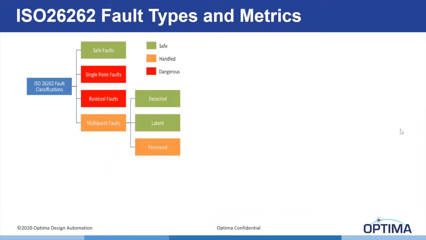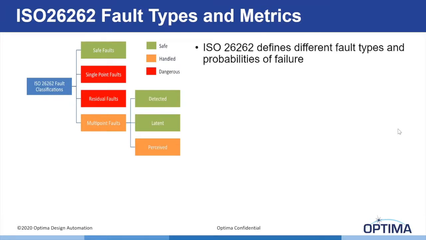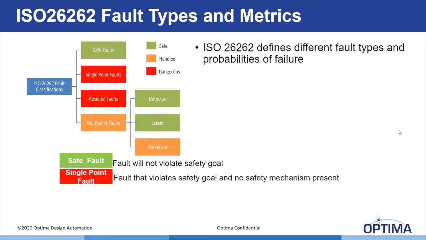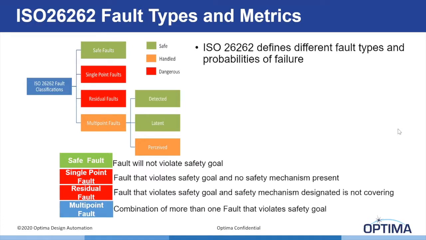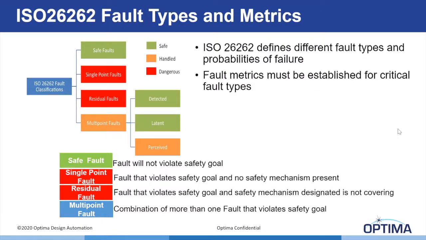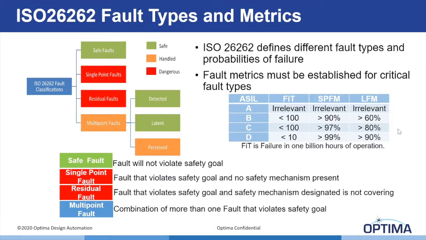ISO 26262 defines different fault types and also the metrics related to them. Safe faults are faults that will not violate the safety goal. A single point fault is a fault that violates the safety goal, and there is no safety mechanism present. A residual fault is a fault that violates the safety goal, and there is a safety mechanism present, but it is not covering enough. Multi-point faults are a combination of more than one fault that violates the safety goal. Fault metrics are defined for each ASIL level, like FIT rate, SPFM (single point fault metric), and LFM (latent fault metric). For ASIL D, for example, a FIT rate of less than 10 is required, an SPFM of greater than 99%, and an LFM of greater than 90%. More details on FIT rates when we talk about soft errors.